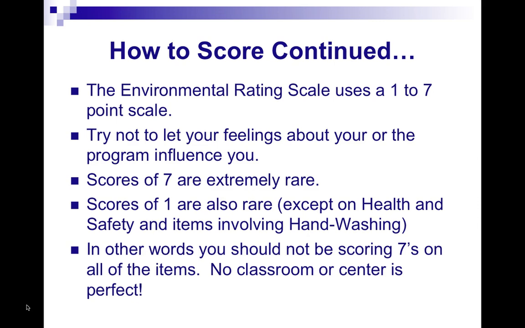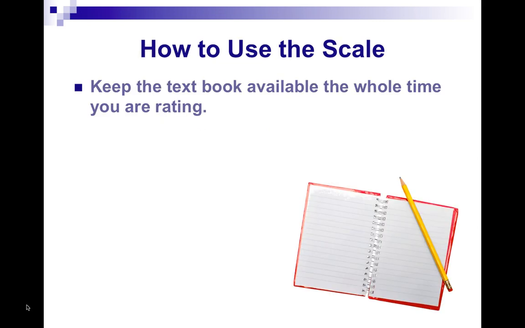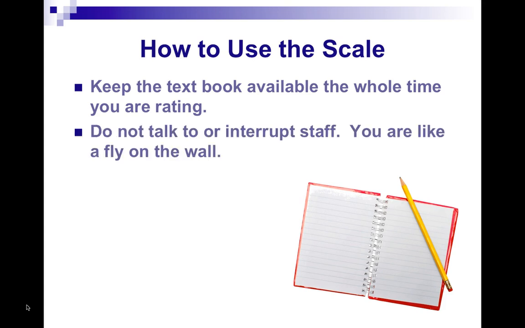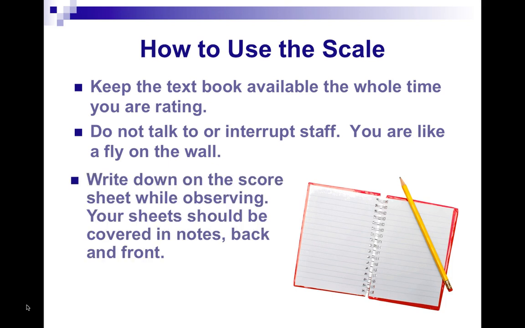So again, 5s is really somewhere in the average of 5s. You're going to have some 1s probably, and you're going to have some 7s. But an average of 5 is something that the mentor-teacher selection committee is looking for. Of course, keep your textbook available the whole time that you're observing and rating. Do not talk or interrupt the staff. You have to be like that fly on the wall.